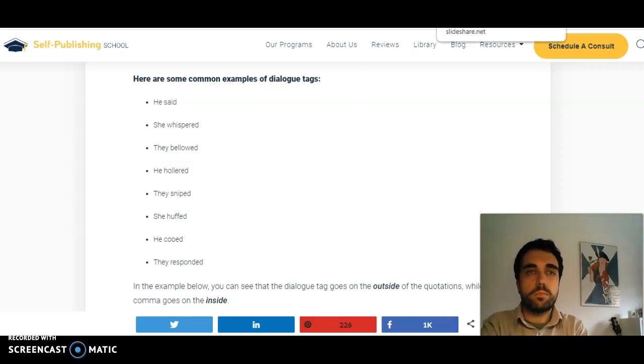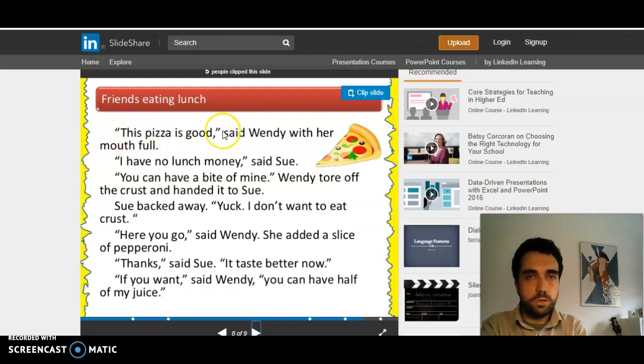Good. So a very easy example, not from your level, maybe a lower level, but could be useful. "This pizza is good," said Wendy with her mouth full. "I have no lunch money," said Sue. "You can have a bite of mine." Wendy tore off the crust and handed it to Sue. Sue backed away. "Yuck. I don't want to eat crust." "Here you go," said Wendy. She added a slice of pepperoni. "Thanks," said Sue. "It tastes better now." "If you want," said Wendy, "you can have half of my juice."